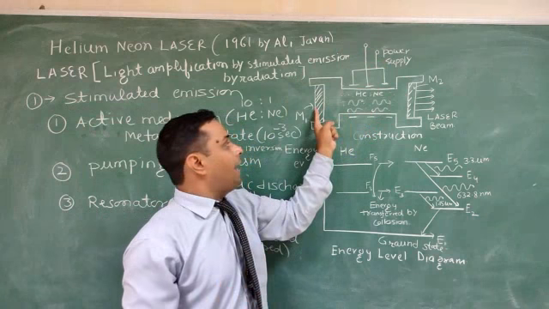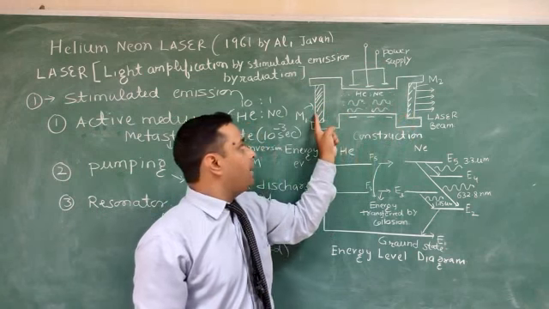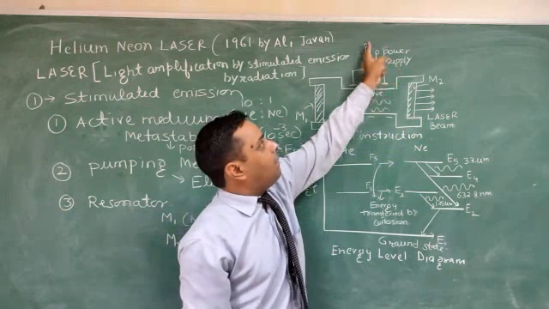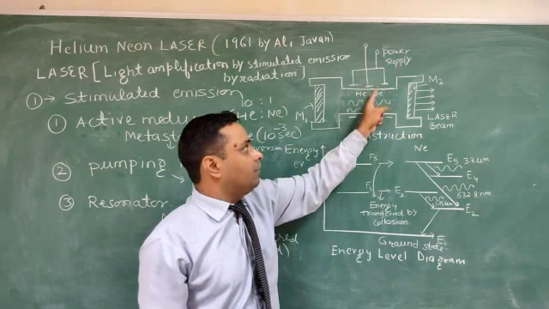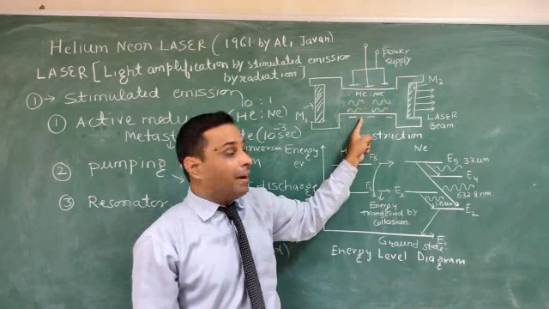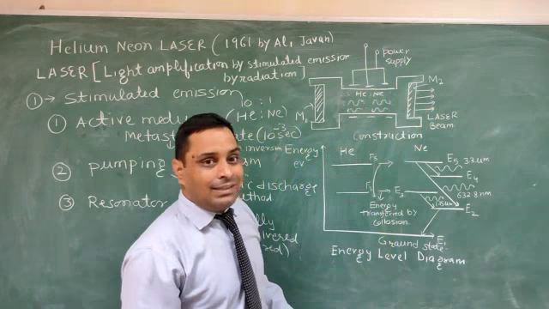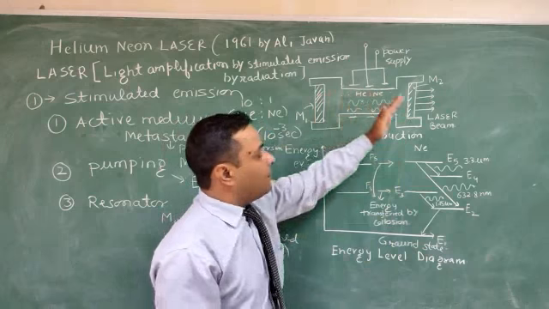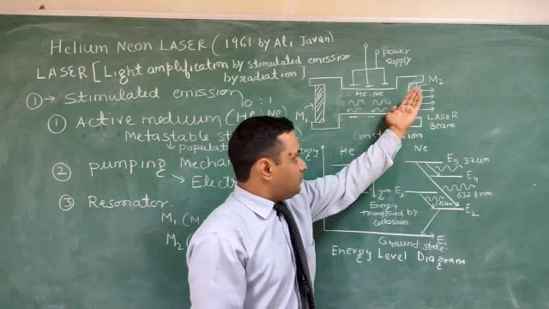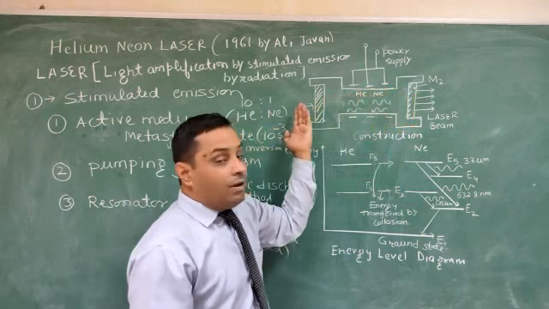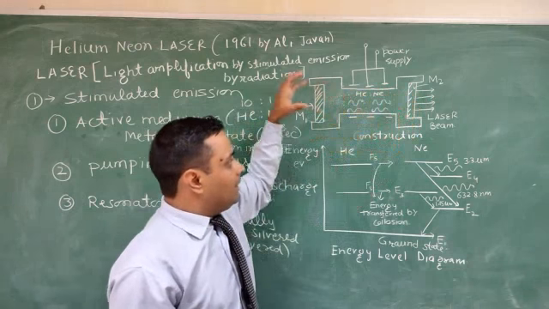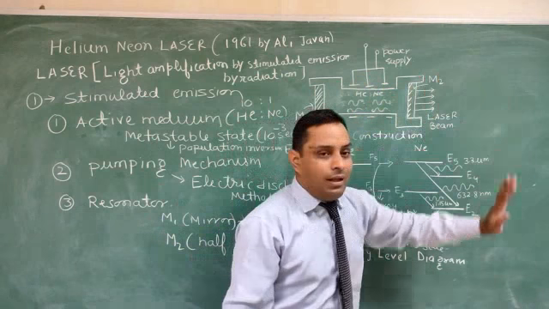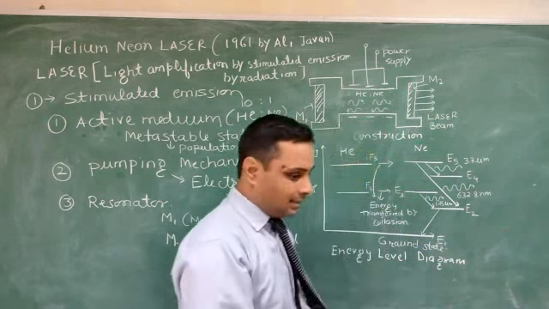Again, M1 and M2 are the two mirrors. M1 is fully silver, M2 is half silver. And here is the power supply. We have given it for the electric discharge mechanism, and that is the laser. And here is the photon. So through these mirrors M1 and M2, these photons will be amplified, and when the laser beam is formed, the laser will come out from the M2 side.